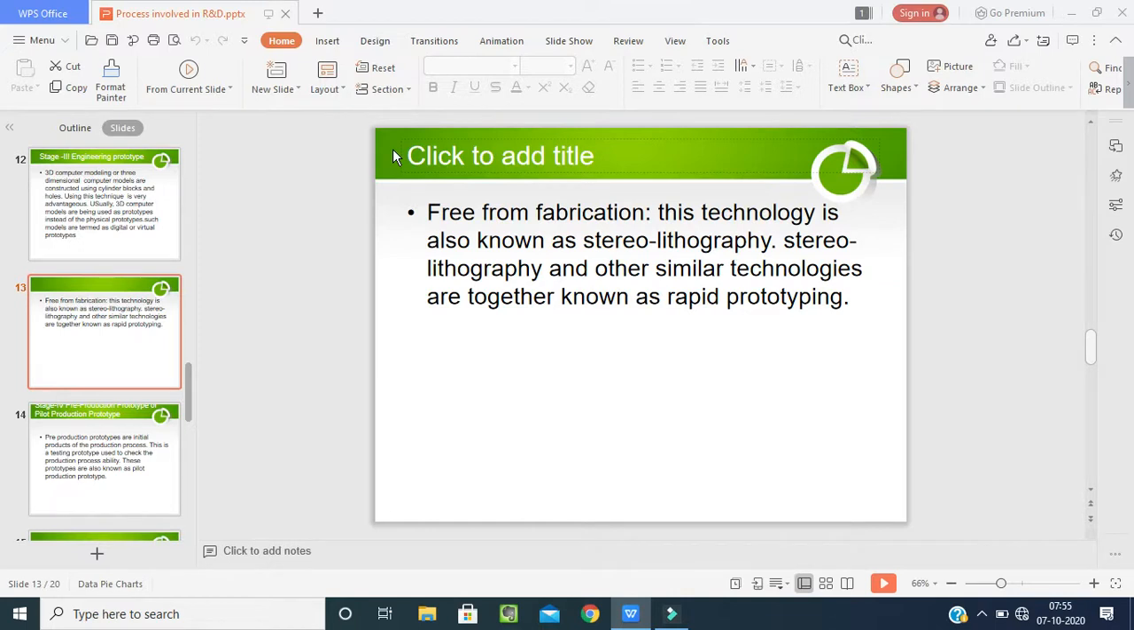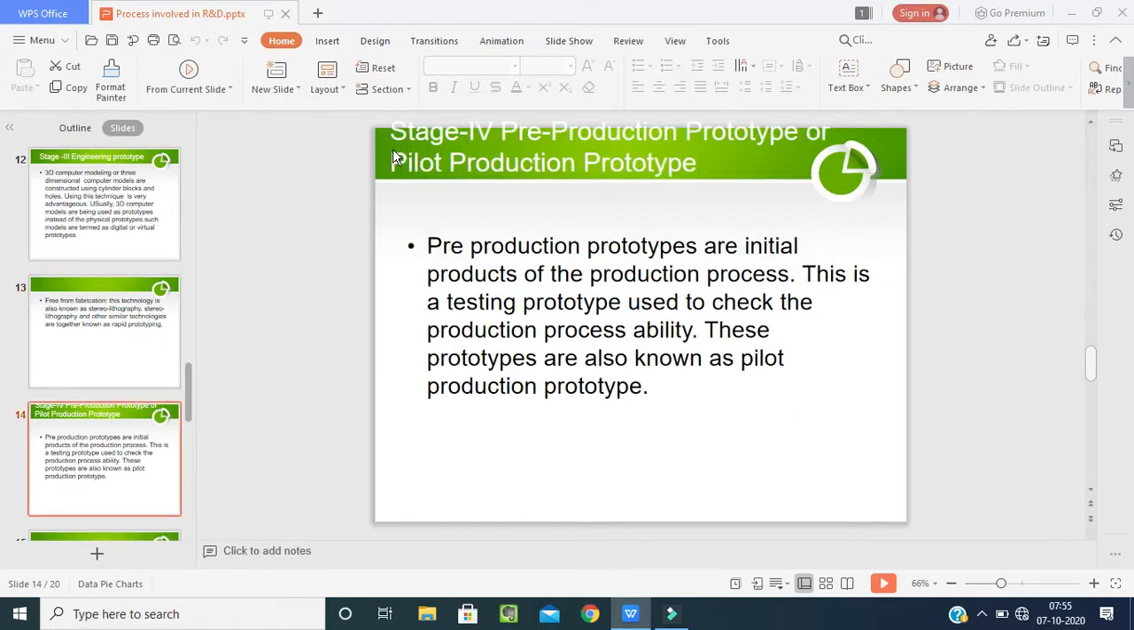Now we'll go for the next one. Stage 4, pre-production prototype or pilot production. See, pre-production prototype is also known as pilot production prototype. Pre-production prototypes are the initial products of the production process. This is a testing prototype used to check the production process ability.